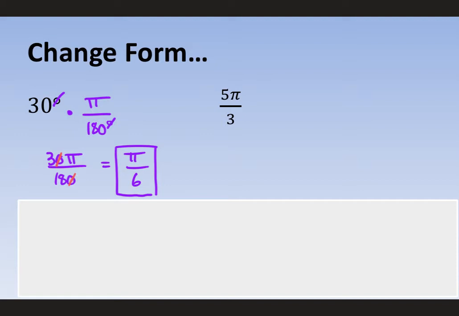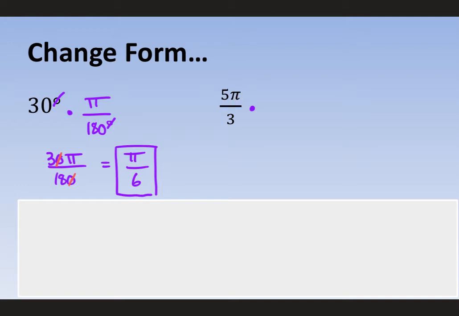What about this other one? 5 pi over 3. This time we are given radians and we want degrees. Now the way we know it's radians is, first of all, there's no degree symbol. The degree symbol is how we tell something is degrees. If you have degrees, you get a degree symbol. If you don't, it's automatically radians. The second way we tell it's radians is it has that pi in it.